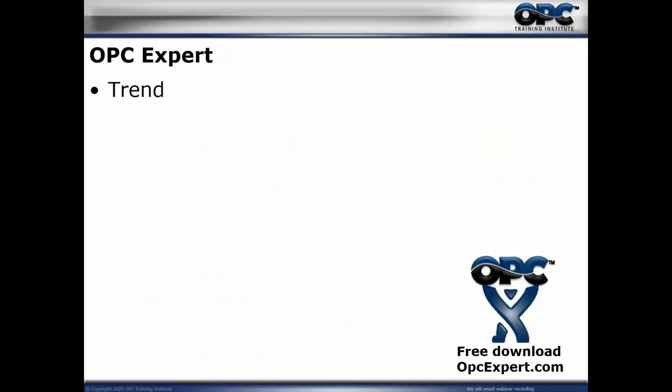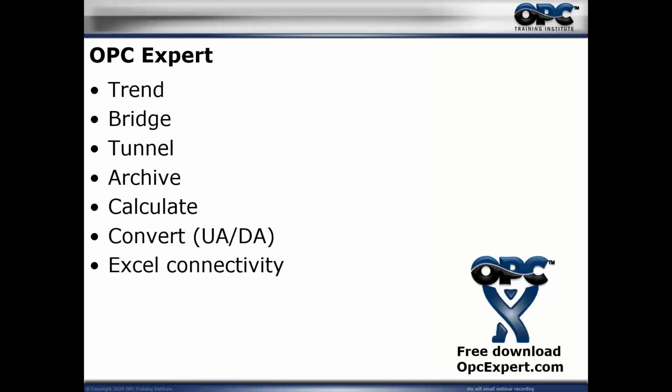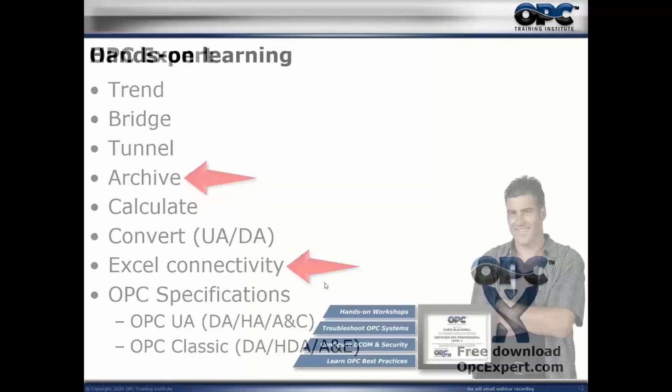Now, if you download OPC Expert, it enables you to trend, to bridge, meaning transfer data between OPC servers. You can tunnel, you can archive, you can do calculations, you can convert, so it acts as a converter from OPC UA to DA or DA to UA. Does Excel, which we just looked at, supports all the OPC specifications, UA, OPC Classic, and so on. So this is what you get with OPC Expert.